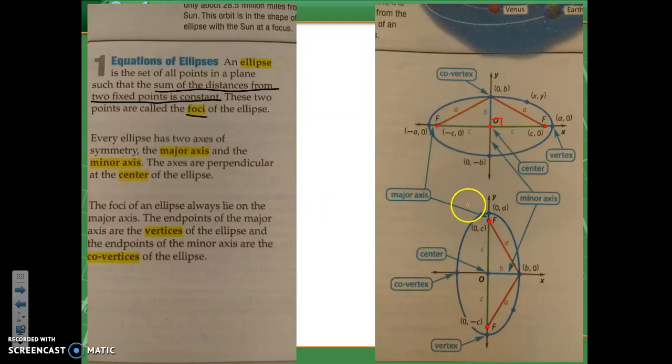The endpoints of the major axis we call vertices of the ellipse. We're used to thinking of vertices as corners. They're not really corners here. In these pictures, my vertices, for example, are here and here. We call those the vertices at the end of the major axis. If we look at our minor axis, we have what we call co-vertices. In the picture up here, my vertices are at (-a, 0) and (a, 0) on the x-axis. My co-vertices are on my minor axis. So everything depends on the way that the ellipse is oriented.